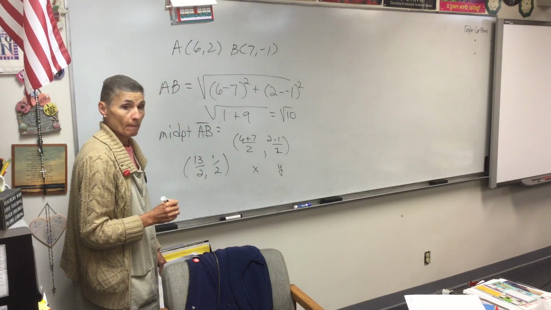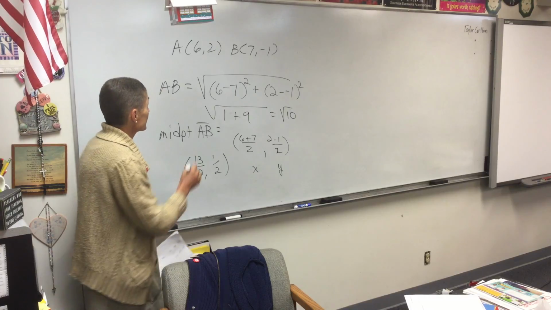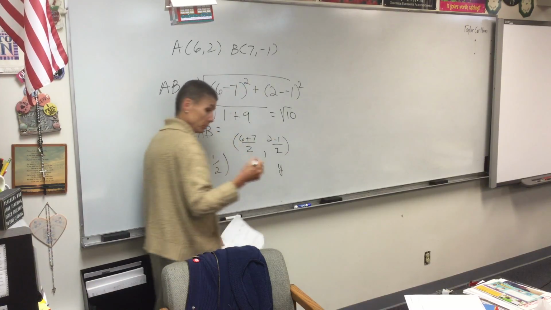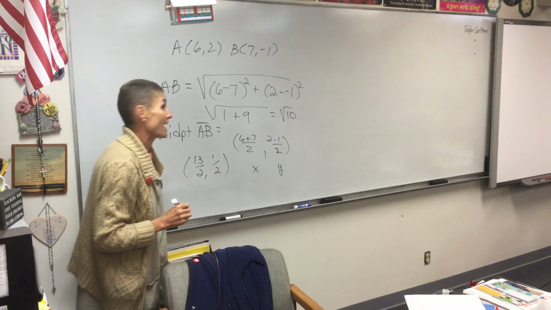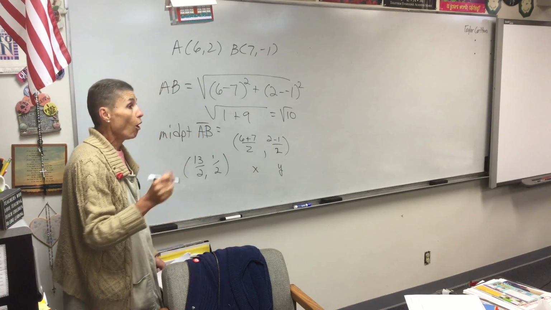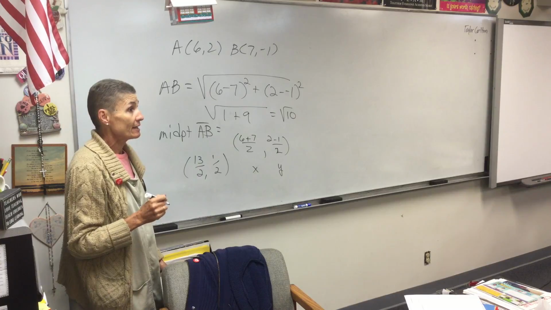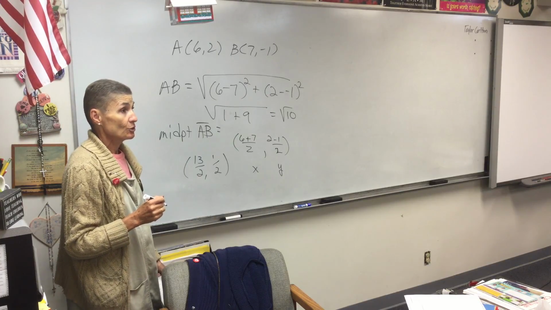Wait, why did you do plus there and then minus in the other one? Because it's plus and negative. Oh, okay. I did plus both times, but one of them was a negative. Remember, midpoint is average. So you're always going to be adding and dividing by 2.